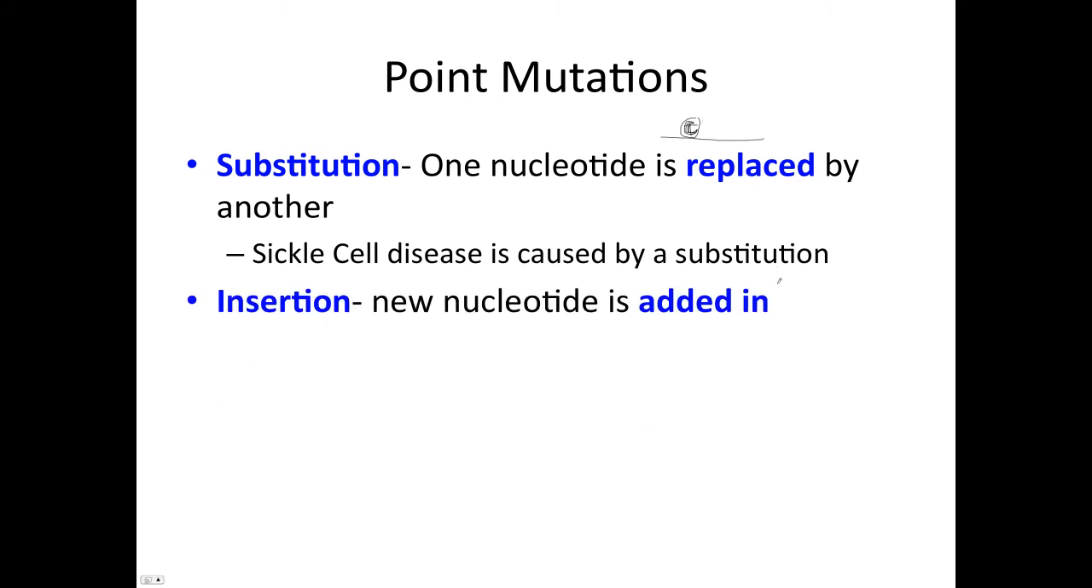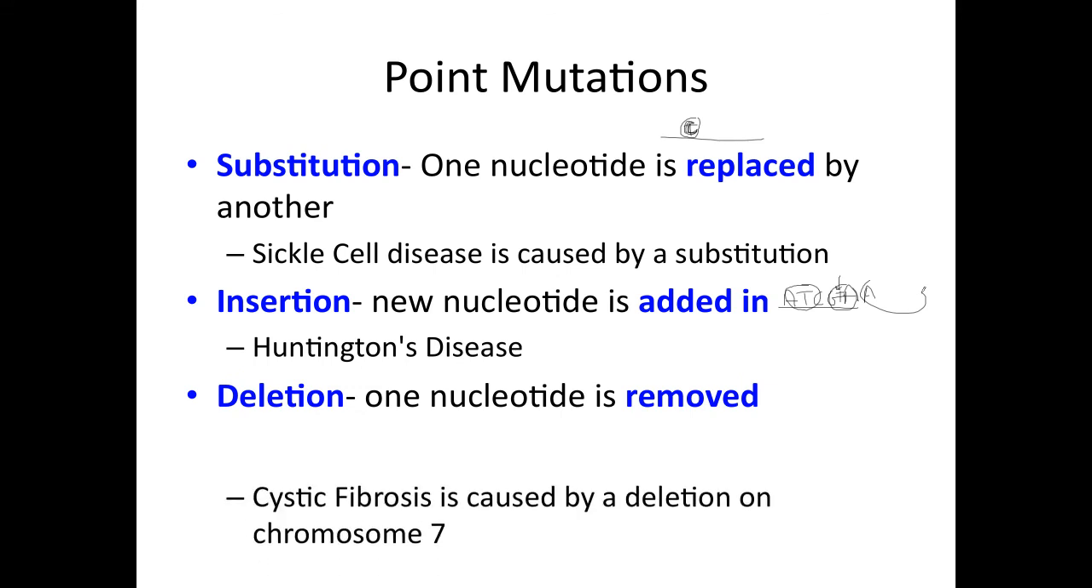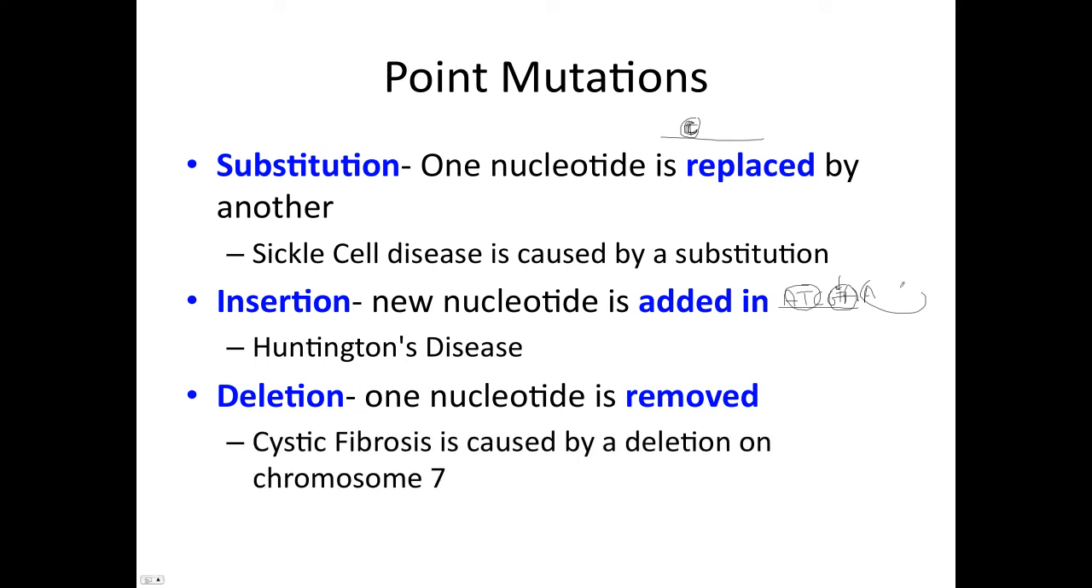Insertion is if a new nucleotide is added in. So if I have that long strand, A, T, C, G, A again, if I were to just add a nucleotide, let's just put it in right here and add a T, I'm changing my code, right? Now I have these codons, this is a codon, and so forth. Huntington's disease is caused by an insertion mutation. And last is deletion, in which one nucleotide is removed. So instead of adding one in, I would take away, say, the G. And again, that would change how I read my code.